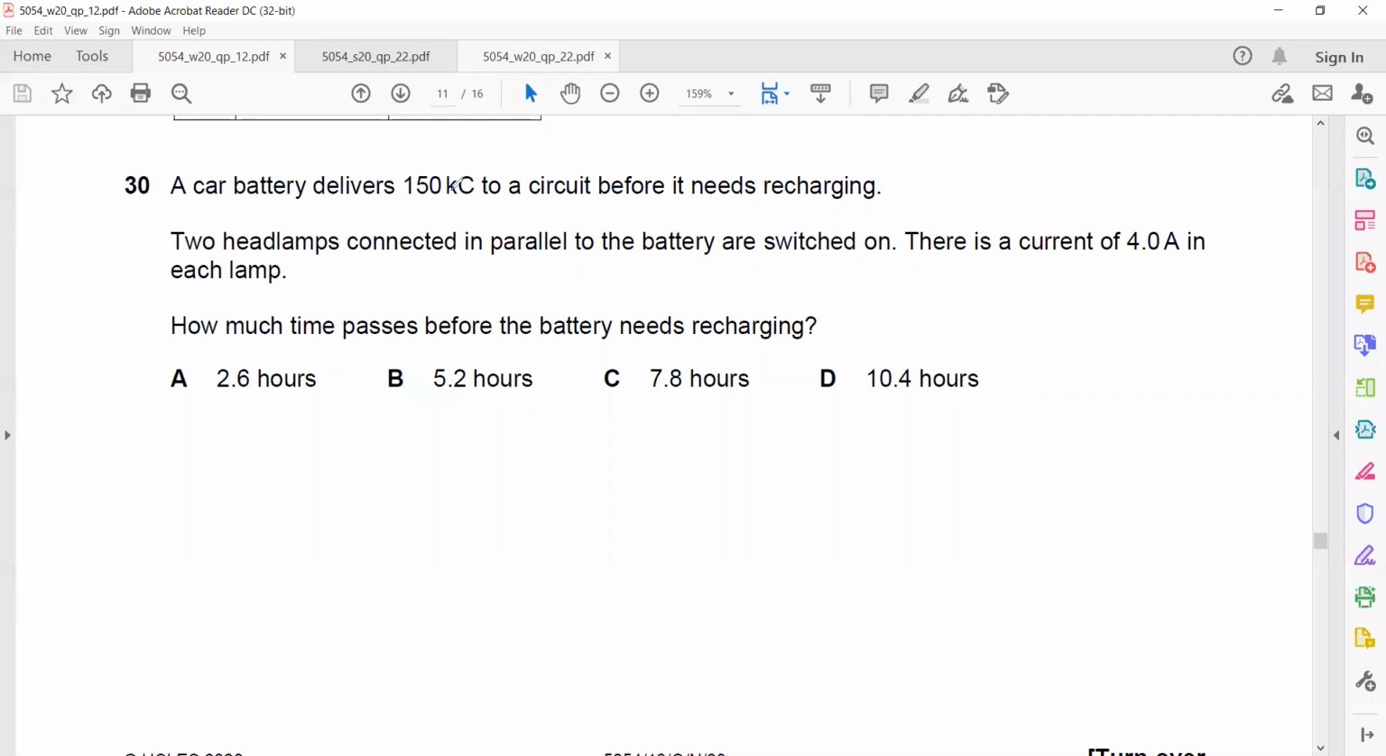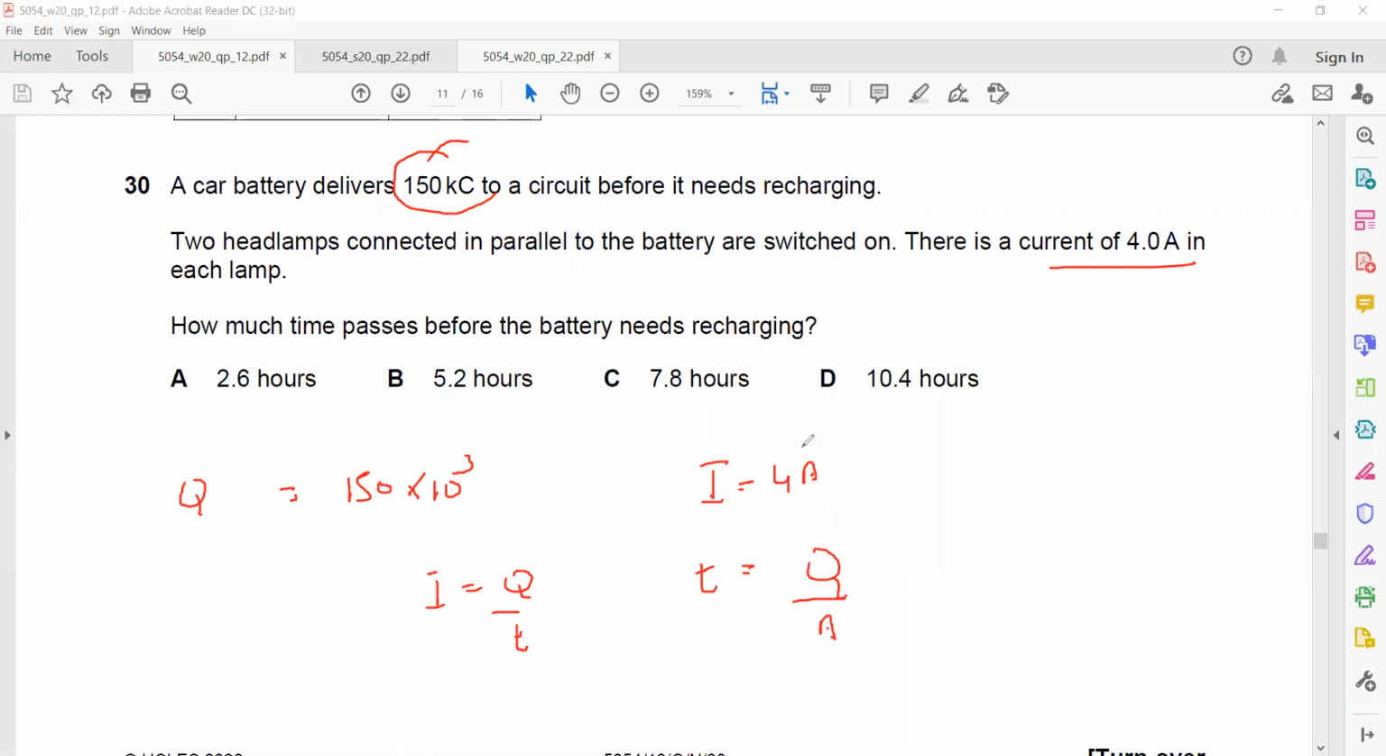a car battery delivers 150 kilocoulomb. So it means it will be 150 times 10 to the power 3. That is the coulomb, or the charge. And the current flowing through it is 4 ampere. First we have the formula: current is equal to charge divided by time. So time is equal to charge divided by current, Q divided by I. The total charge flowing, 150 times 10 to the power 3, divided by the current, which is 4. But this will give us the answer in seconds.